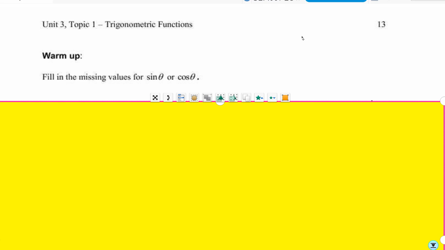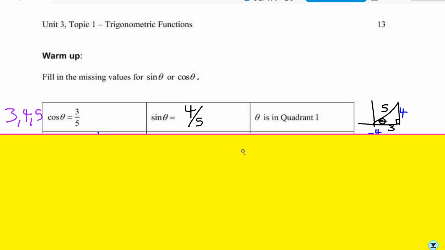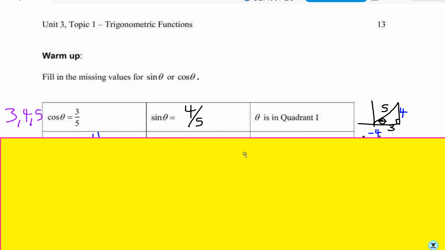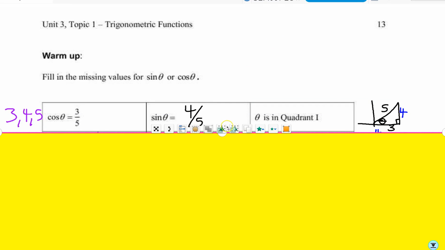Remember, you don't want a naked trig function. You always want to say either sine theta or cosine theta. And in the last column, it tells you what quadrant the angle occurs in. So if we start with our first row, the information they give us is that cosine theta is 3 over 5.